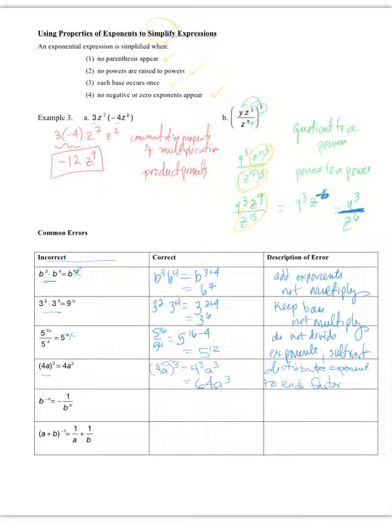Now look at the next example. You have a base raised to a negative exponent. When you have a base raised to a negative exponent, you keep the base, you keep the power, but you lose the minus sign when you cross the dividing line. So that becomes b to the n in the denominator. So we lose the minus sign when we cross the dividing line.